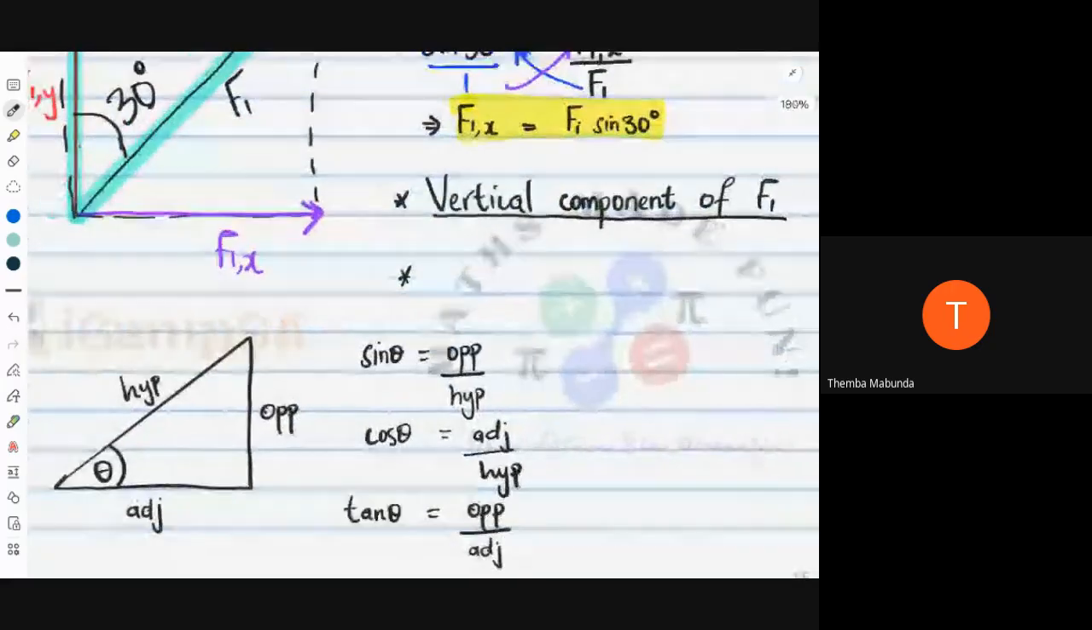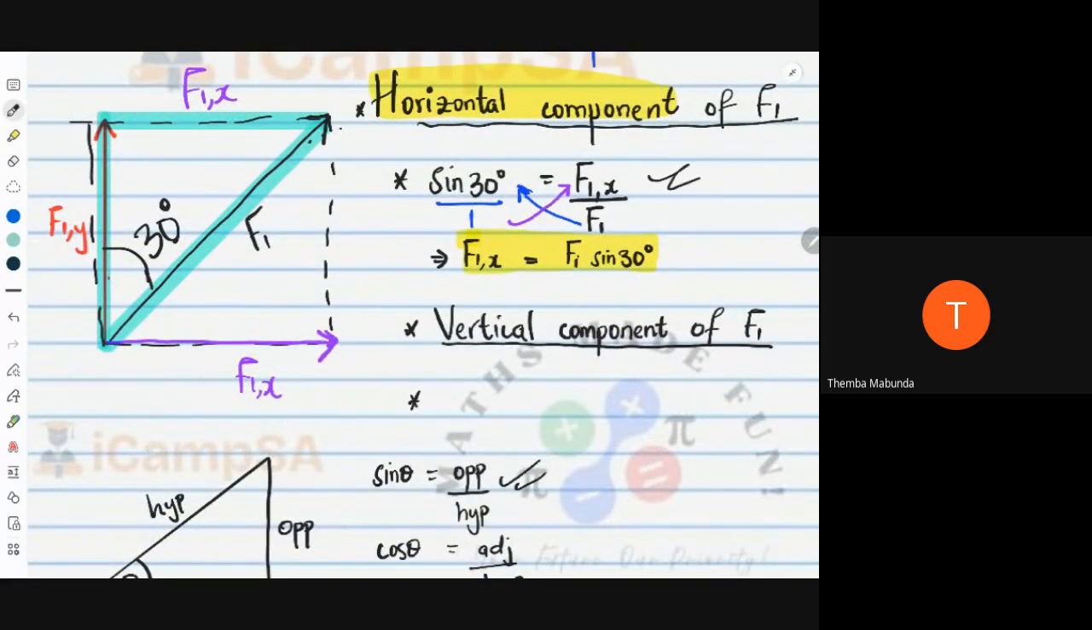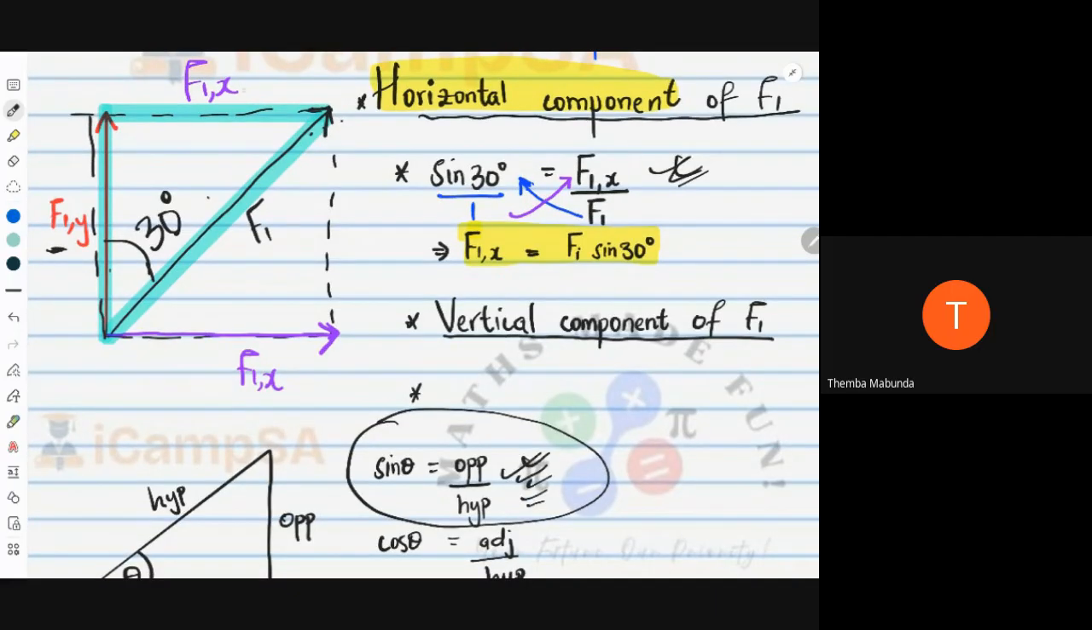So we have already used this one. If you check properly, this is that. Do you see it? This is that. Sine theta, which is sine 30, is opposite F1x over hypotenuse, which is F1. Do you see? Now, how do I get F1y? I can't use this one, because this one only gives me F1x. I have to use another trig ratio.